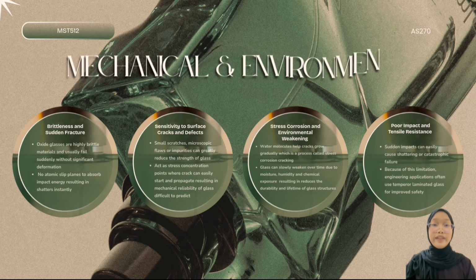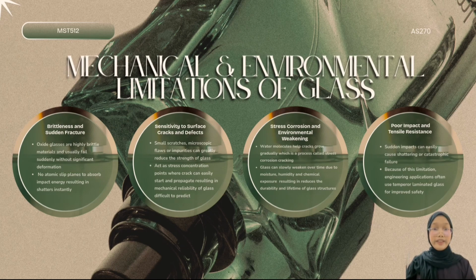Now I will explain the mechanical and environmental limitations of glass. Although glass is widely used in buildings, bottles, and electronic devices, it has several limitations. First, glass is brittle, meaning that it breaks suddenly without significant deformation. Unlike metals, glass cannot absorb impact energy effectively, so it shatters instantly when subjected to excessive force.